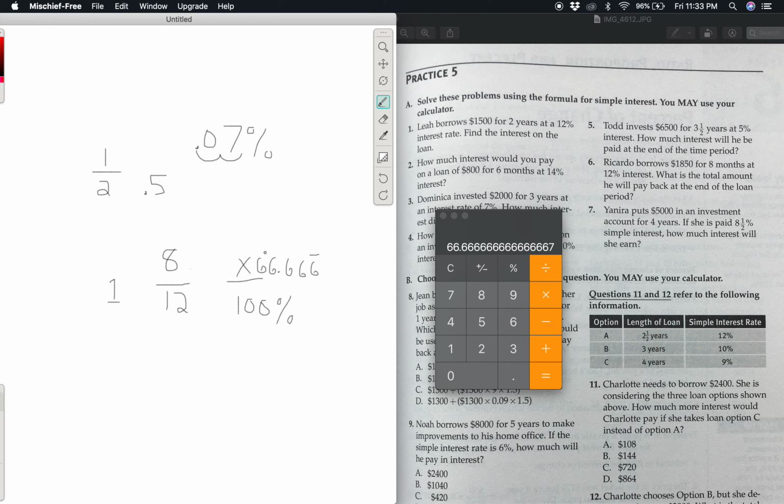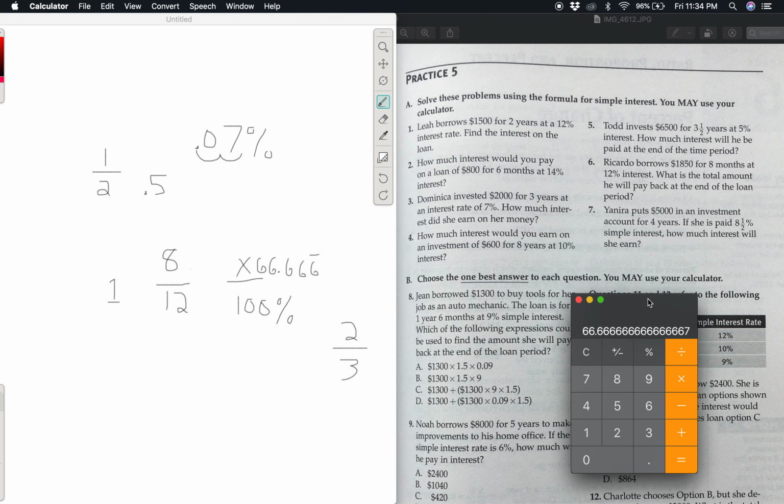So we'll know that 8 months out of 12 months is 66.666 out of 100, which is equivalent to 2/3. Okay, the 3 being 100%, just like this 12 was 100%. And then the 2 is the 66 out of the 100%, which is the 3.